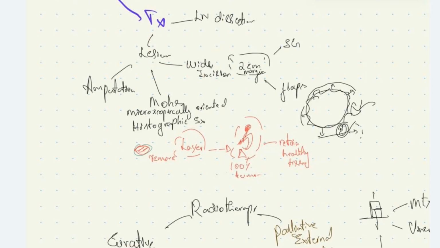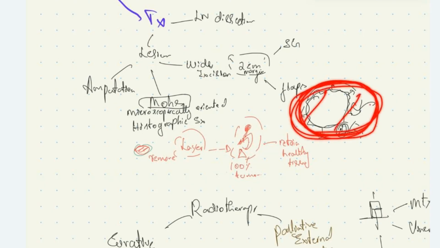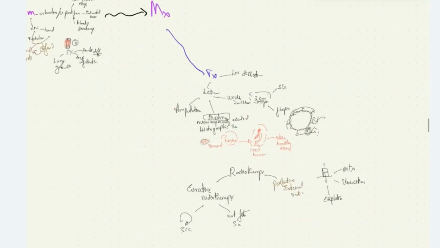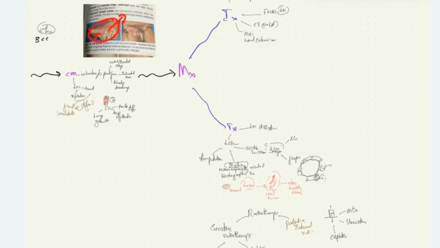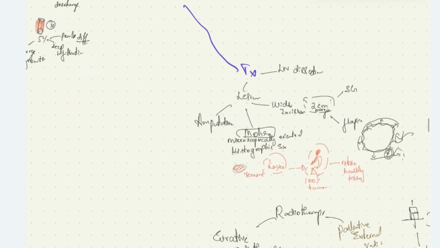Why is MOHS, microscopic oriented histographic surgery, done? Instead of doing wide excision, we can slowly remove the lesion up to the diseased margin. We can accurately pinpoint the margin and then excise the tissue which is only diseased. This is about MOHS, microscopic oriented histographic surgery. If the patient has advanced disease and the lesion is extensive, we can perform amputation with one joint above.